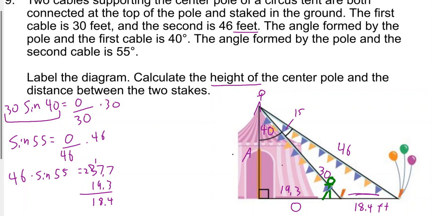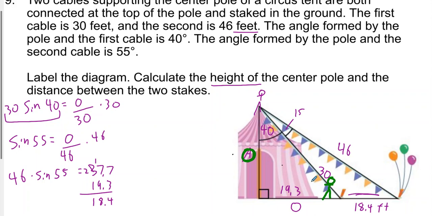So, you're going to pause the video, you're going to do this problem, where now this is opposite, 30 is still hypotenuse, and I have to find how big this angle is, and it's going to be complementary to this angle.